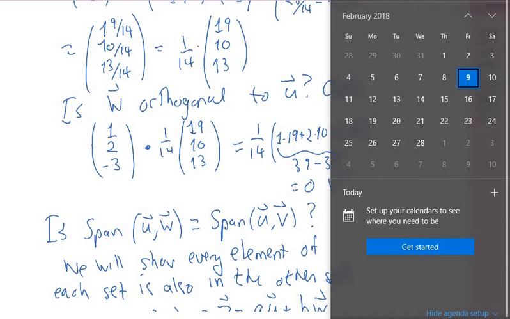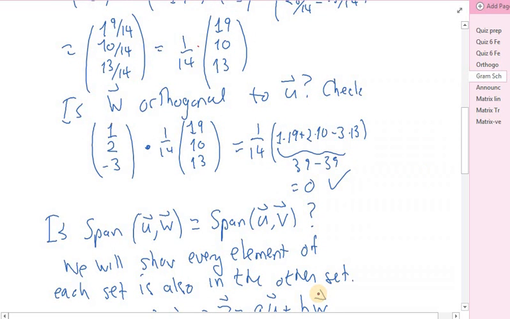Now, I mentioned that the span of u and w should be equal to the span of u and v. The way to show that two spans are equal is to show that everything in this span is also in this span, and vice versa. So we will show that every element in each of these two sets, the span of u and w and the span of u and v, is also in the other set.